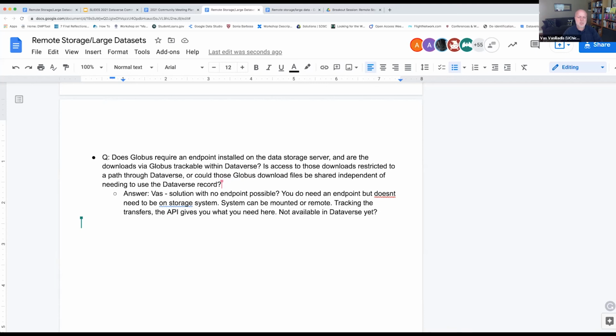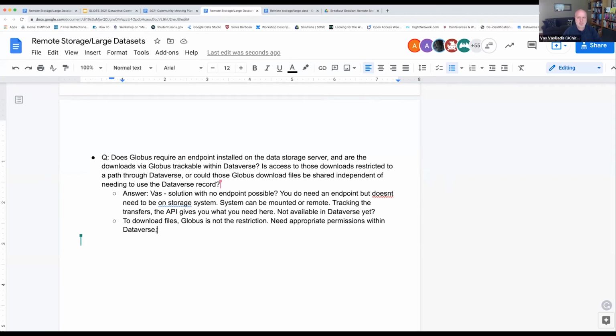As far as how you download files, the restriction is not really with Globus. If Dataverse is front-ending it, then you would need to make sure you have the appropriate permissions within Dataverse. You can flow those permissions through to Globus. We may actually maintain an access control list on all of these collections. There are different ways to structure that, and I'm happy to go into it in detail offline if you reach out to me. There are a number of different ways to architect that, but it's all very doable.